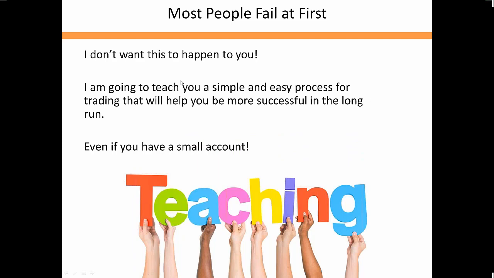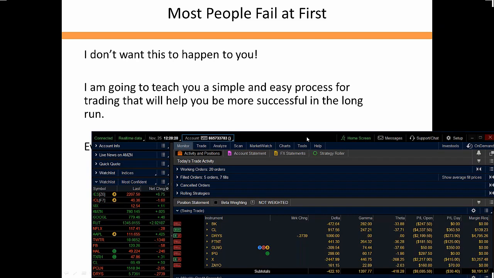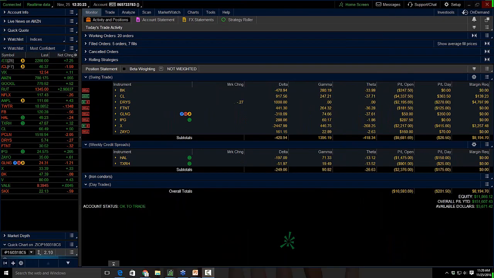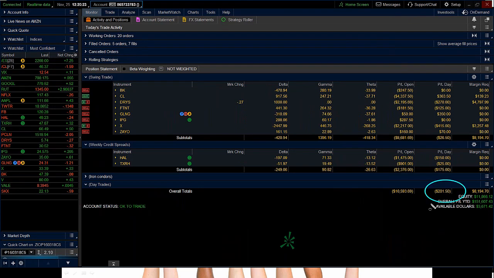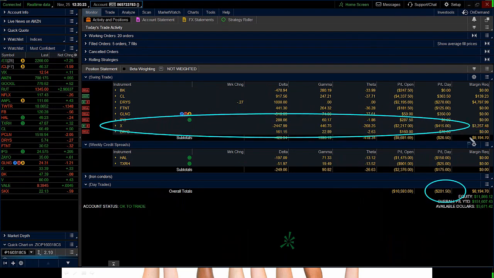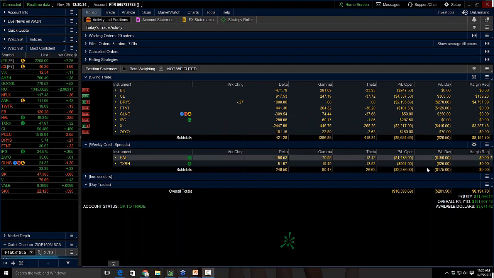So most people fail at first. I don't want this to happen to you. I'm going to teach you a simple and easy process for trading that will help you become more successful in the long run, and I'm going to teach you this on trading a small account. My P&L keeps fluctuating. Now I'm down money. I show this to all my subscribers whenever they want. I don't really hide anything ever. I have full transparency. My biggest position is I'm long puts in the letter X, and it continues to go up every single day. P&L for the day, now I'm down $200, and this will fluctuate as all these option prices move. Now I'm 230. But basically, it's taking a small account and building it up.